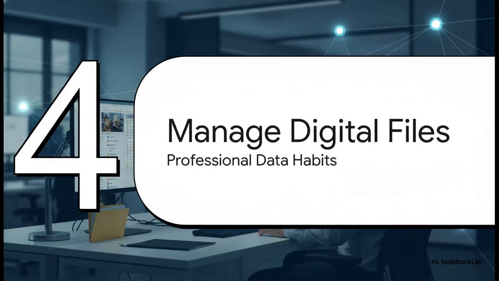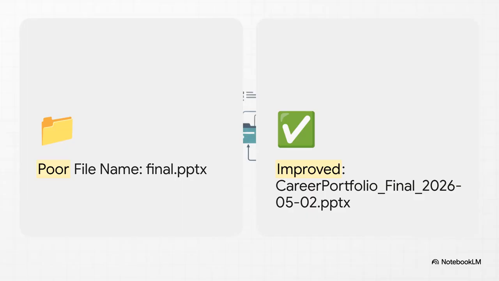And finally, Section 4, Managing Digital Files. For our final phase, we have to secure all that incredible information you've just gathered. The difference between an amateur mistake and a highly professional workflow literally starts with your file names. We've all done it, naming a file Final, Final 2, or New Version, but that just creates massive confusion. When the midnight deadline hits, you won't know what on earth to submit.